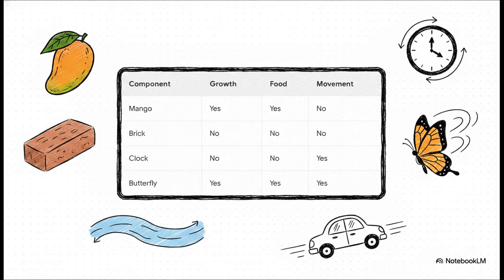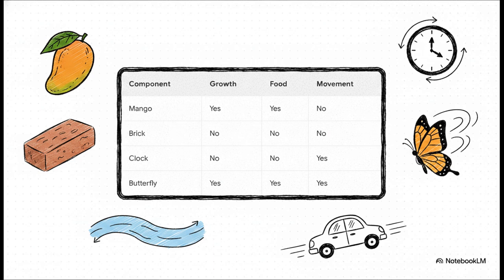Now, separating what's alive from what's not sounds super simple, right? But let's actually challenge our basic assumptions for a second. If we laid out a checklist for, say, a mango, a brick, a clock, and a butterfly, how would you categorize them? I mean, obviously, a brick doesn't grow, it doesn't eat, it doesn't breathe. But what about a clock?